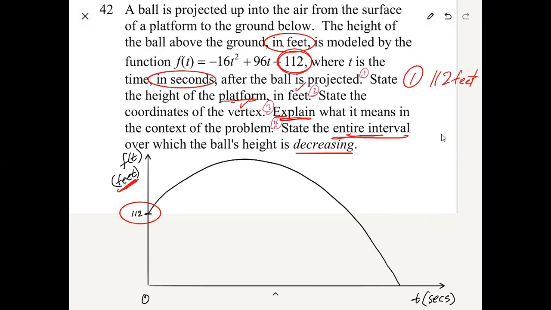Number two says state the coordinates of the vertex. In order to find the coordinates of the vertex, we're going to graph this, and since it's going to be a maximum, we're going to use menu 63. That's going to tell us the x and the y coordinate. And then all we have to do is interpret that. So we should be able to do number one, number two, and explain what it means.